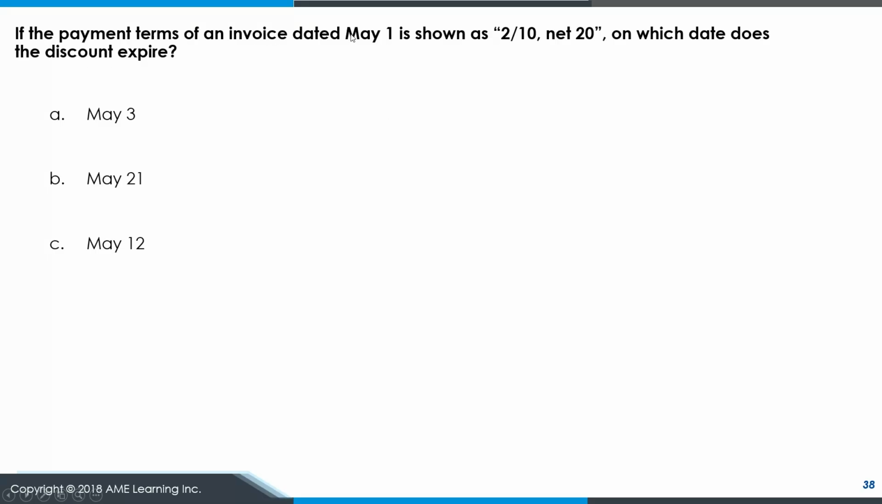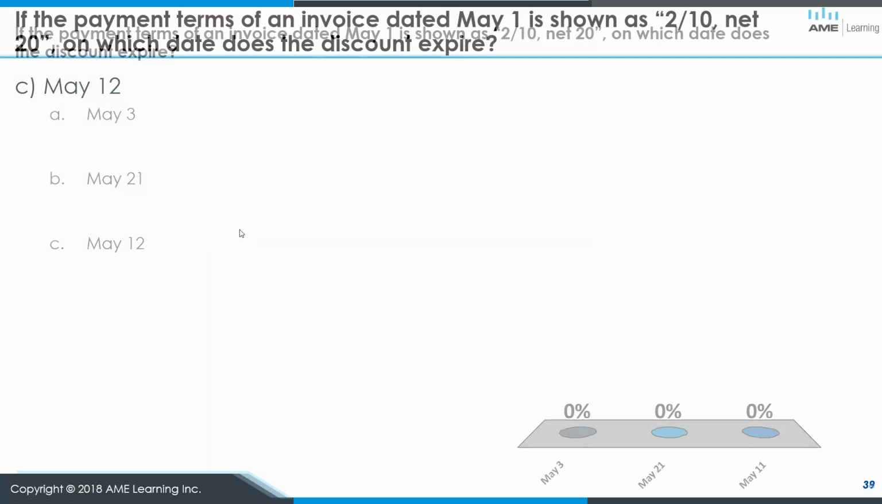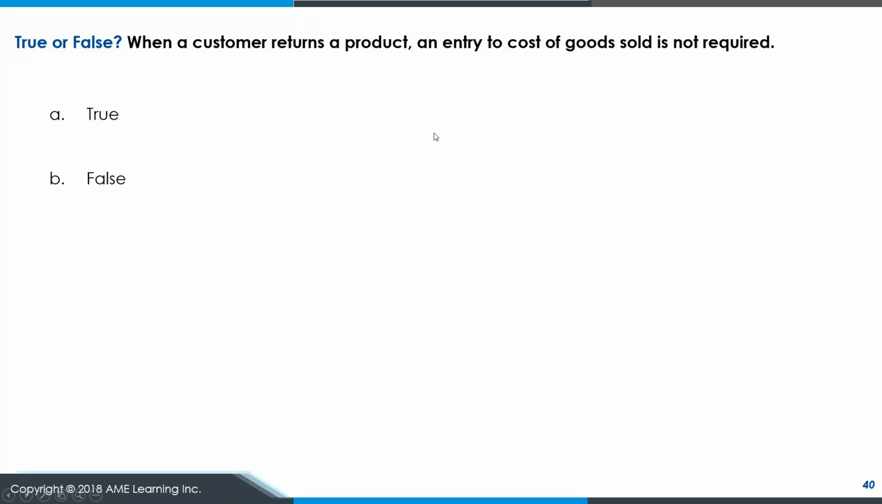Okay, so we've got payment terms shown as 2/10 net 20. The purchase was on May 1st. On which date does the discount expire? So basically, you've got 10 days plus the date of the purchase would be May 11th. So on May 12th, that's when you would no longer have a discount if you wait until the 12th. But any payment made between May 1st and May 11th would receive the discount.